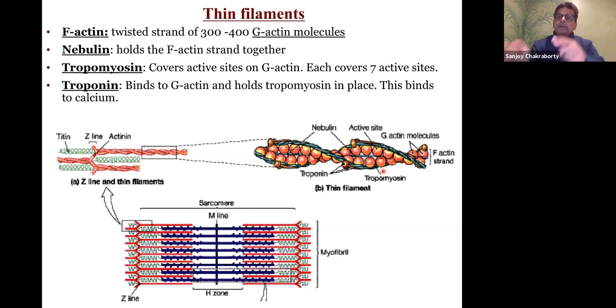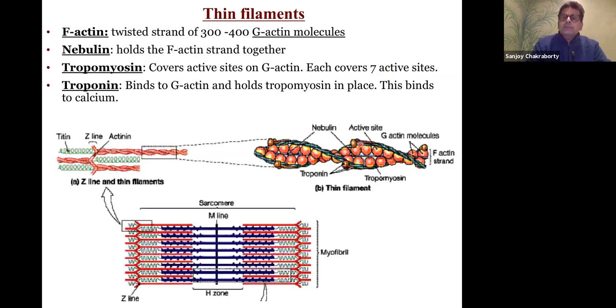Why? Because, coming back to the thin filament, the active site of the G-actin is covered with a protein, the green protein in this figure. That protein is called tropomyosin. Tropomyosin covers the active site of the G-actin. Just for your knowledge, each one covers approximately 7 active sites: 1, 2, 3, 4, 5, 6, 7. Those 7 are covered by this particular protein, called tropomyosin.